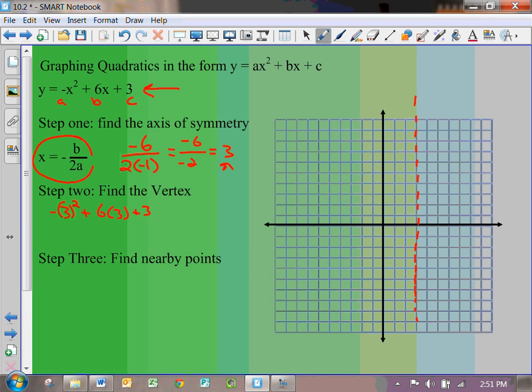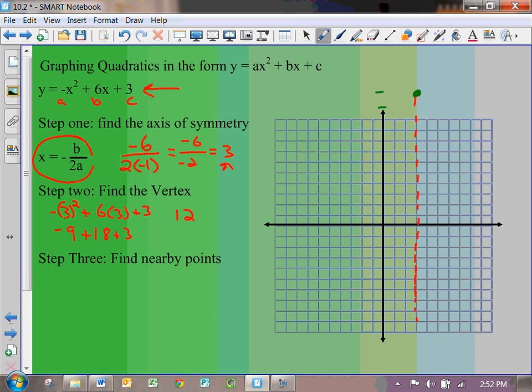So that gives us 3 squared is 9. So we get negative 9 plus 18 plus 3. So negative 9 plus 18 gives us 9, plus 3 is 12. So that means that our vertex is at 3, 12. So that's going to be right there, roughly. So there's 11, there's 12.